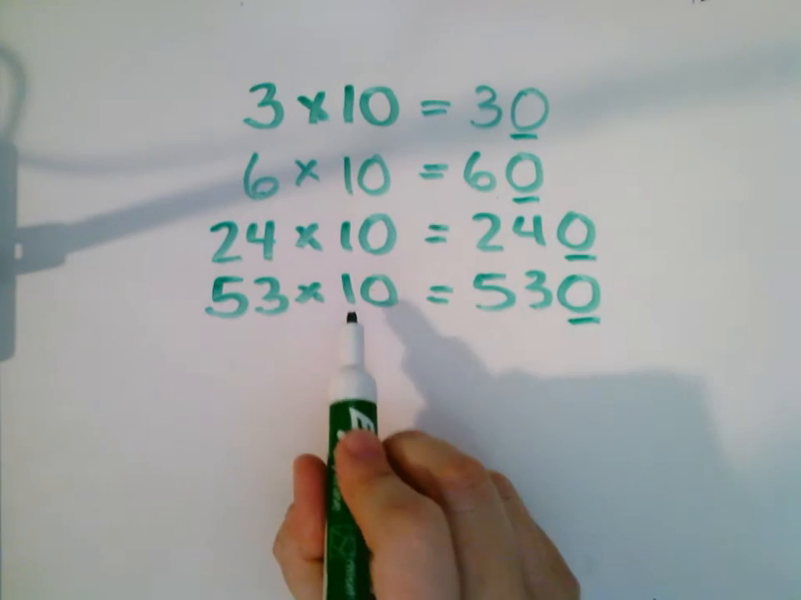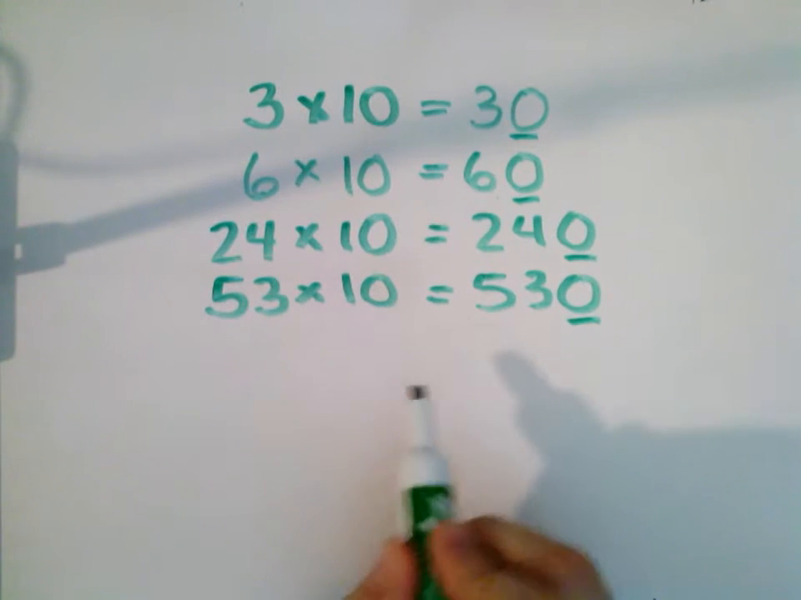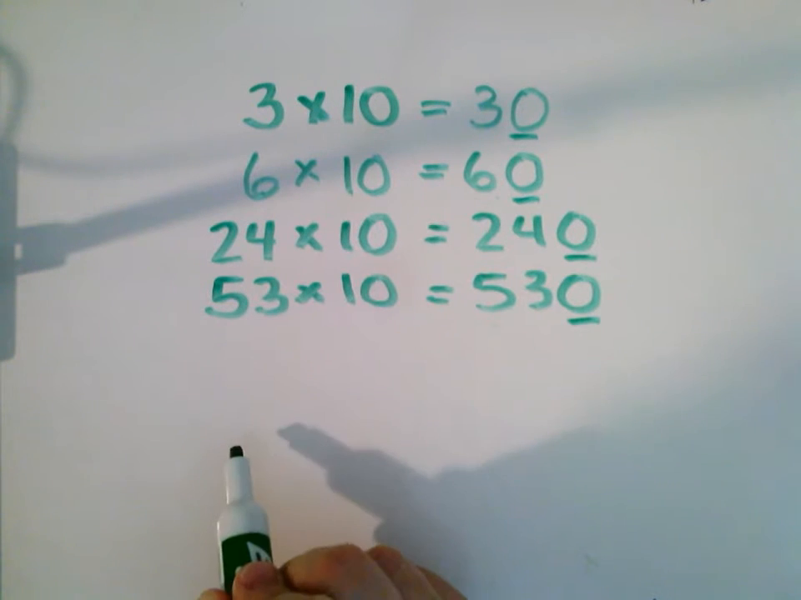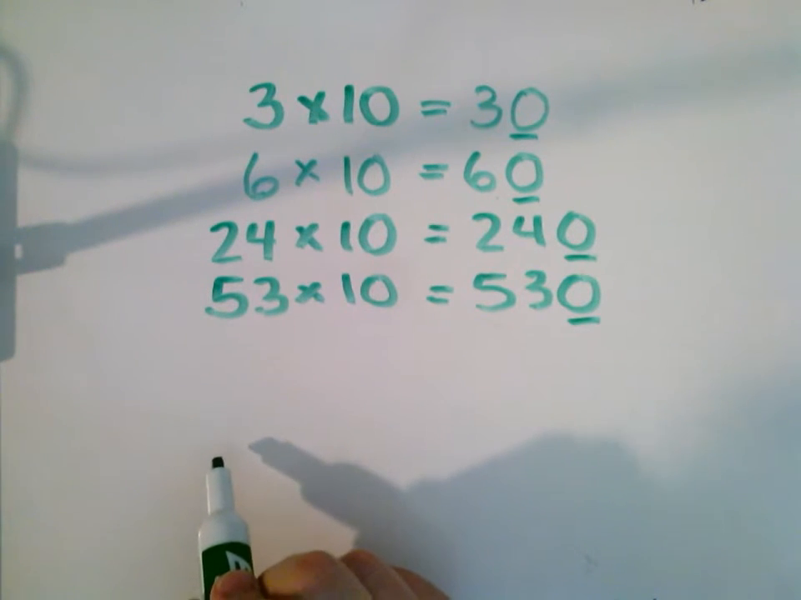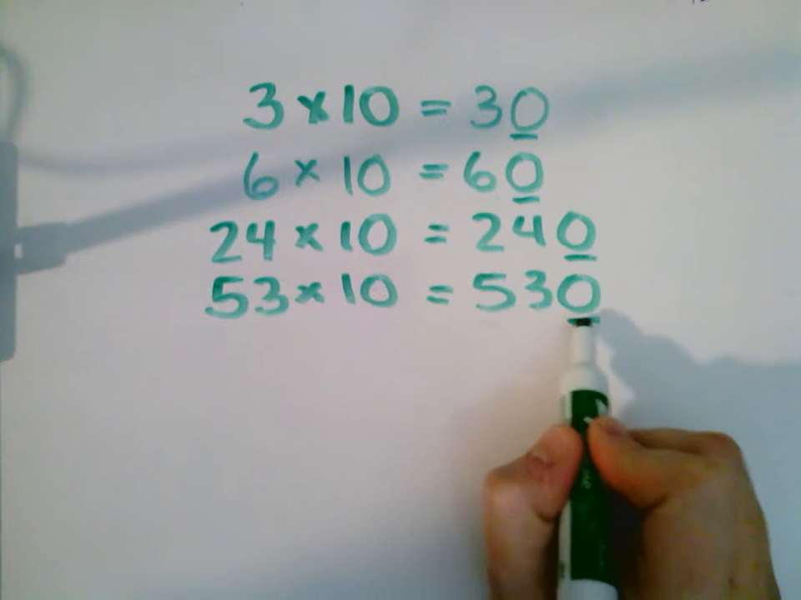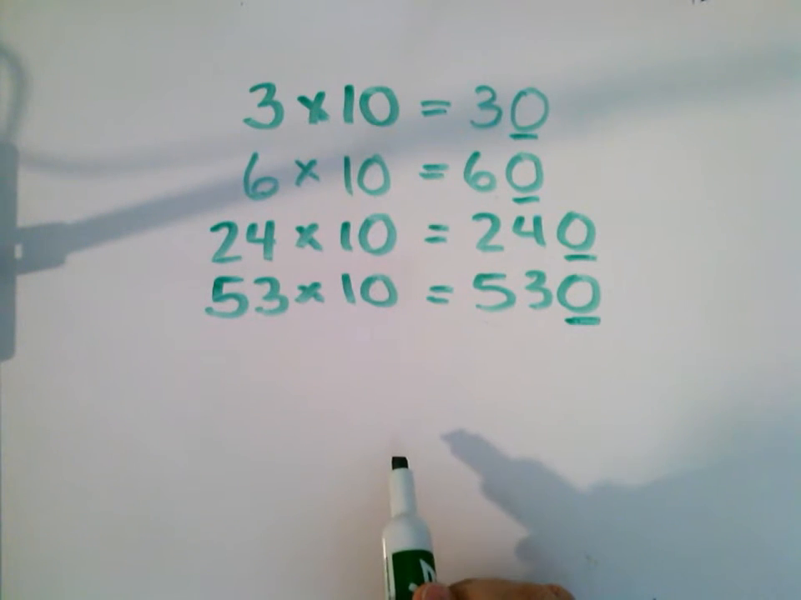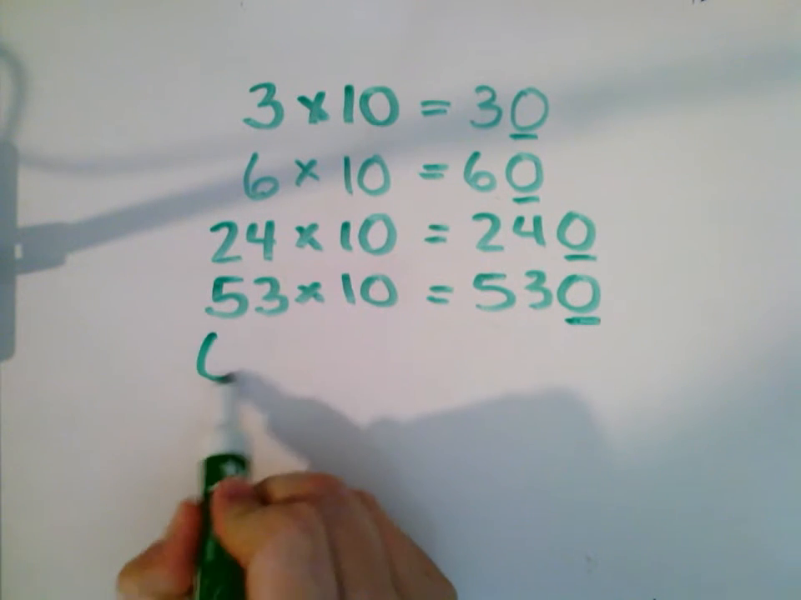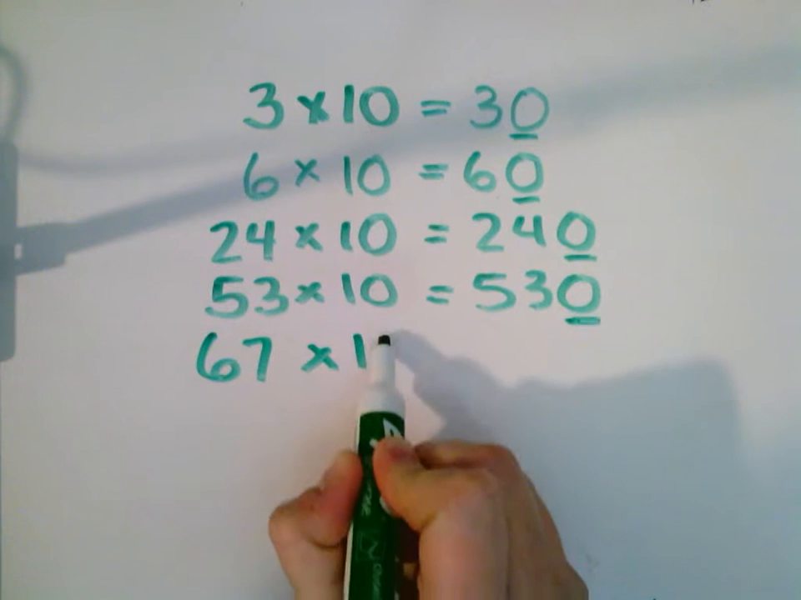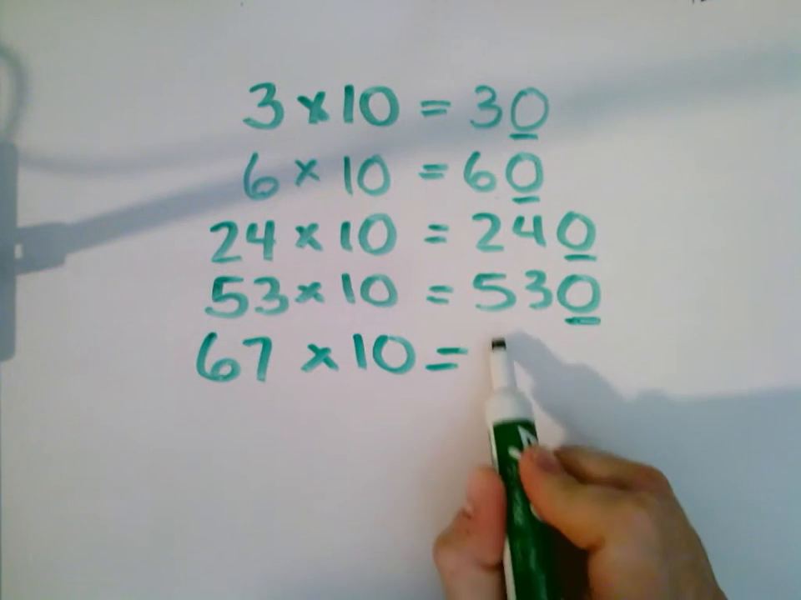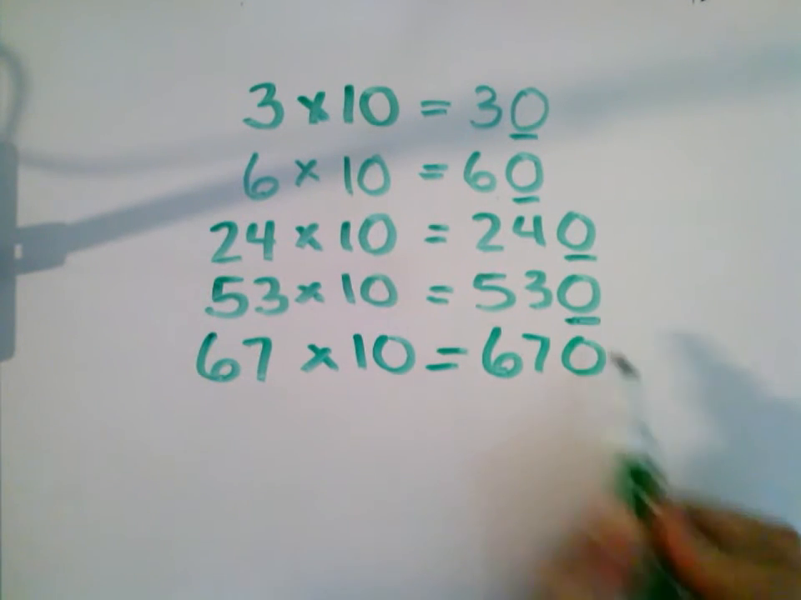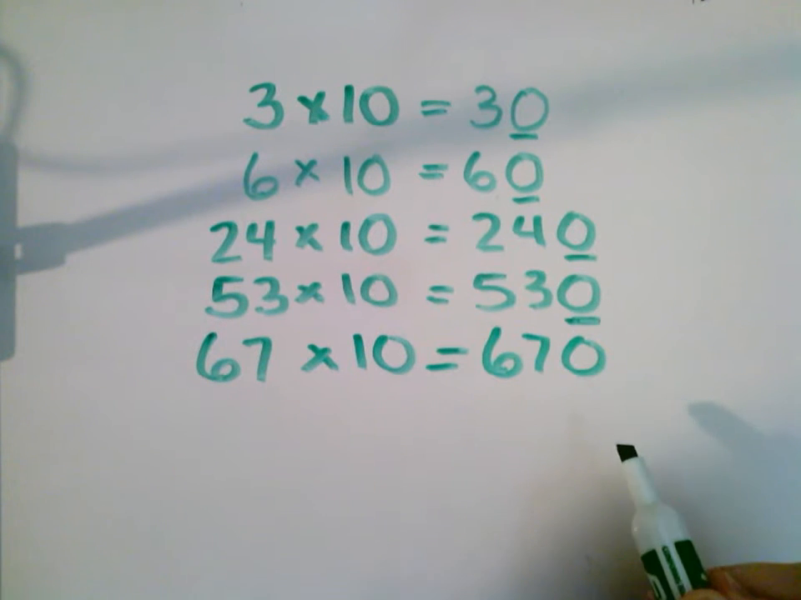When we multiply a number by 10, we're moving it one place value to the left, and therefore our number is going to have a 0 in that ones place. So if I had 67 times 10, I would get 670. What would happen if I tried to multiply a number by 100?